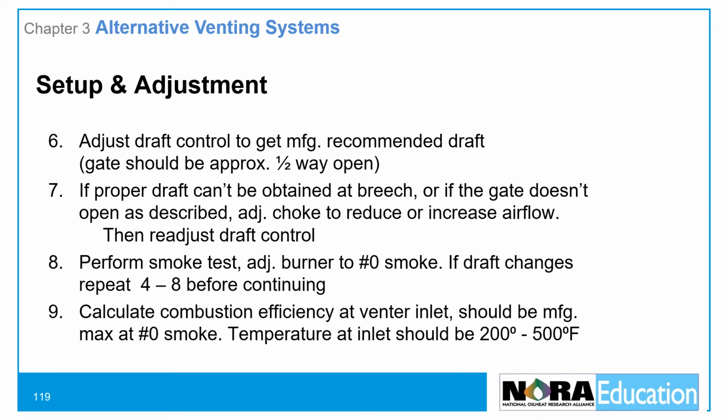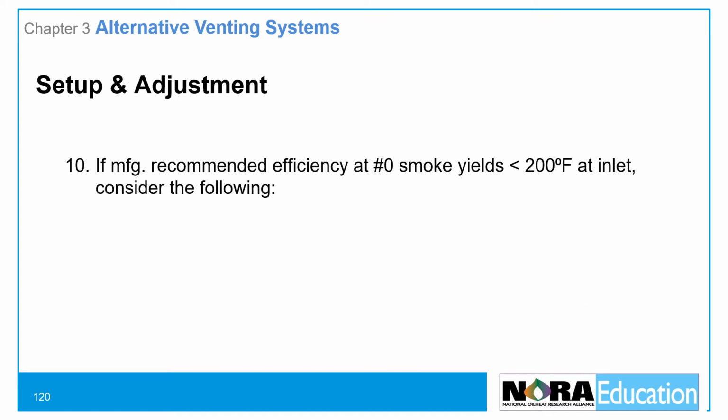Measure the exhaust gas temperature at the power vent inlet and confirm it is within the manufacturer's recommendation, typically between 200 and 500 degrees Fahrenheit. If the manufacturer's recommended efficiency at zero smoke yields a temperature below 200 degrees Fahrenheit at the inlet to the venter, the following suggestions should be considered.